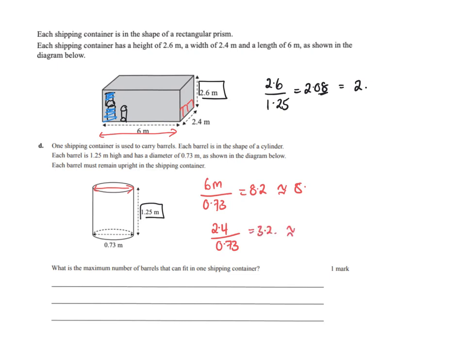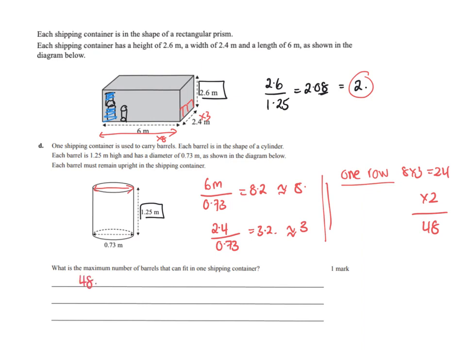So we're going to say approximately 3. We have to round down all the time for this, because we can't put a half barrel in. It's just going to be a full one or nothing. So we can get 8 across here, and then 3 across here. So one row on the bottom would be 8 times 3, which equals 24. But remember, we can stack another layer on top. So if we times that by 2, we'll get 48. So the maximum number of barrels is 48 barrels.